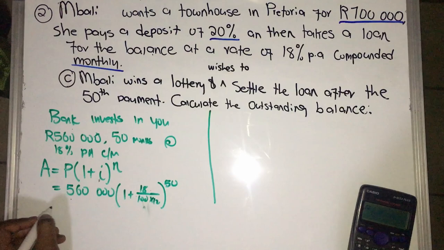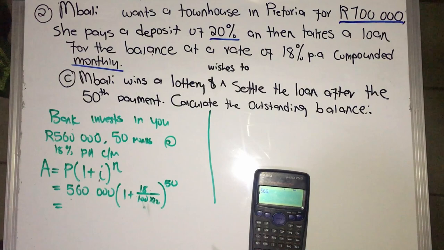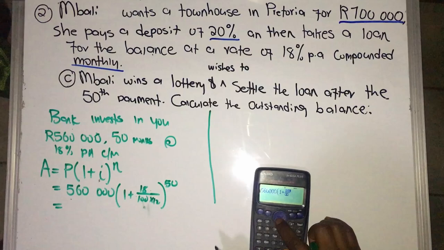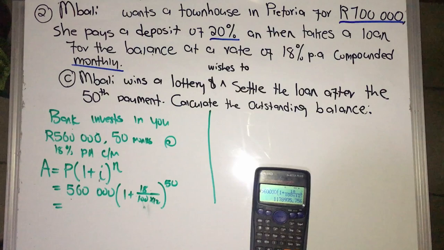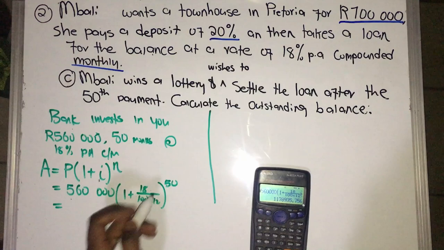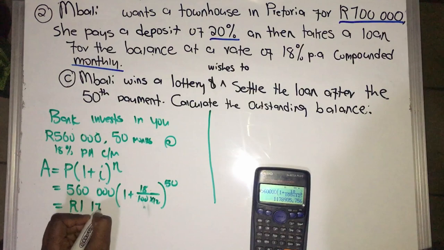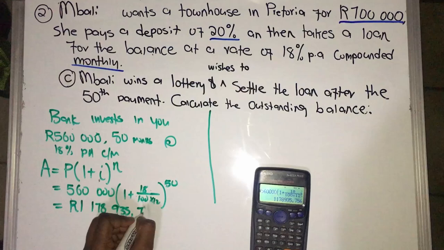So how much would that be worth? So 560,000 times (1 + 18 over 100 times 12), all that to the power of 50. So if the bank gave you 560,000 for 50 months at that interest, think of it as the bank investing in you, with interest. So after 50 months, it comes to 1,178,935 rands and 76 cents.